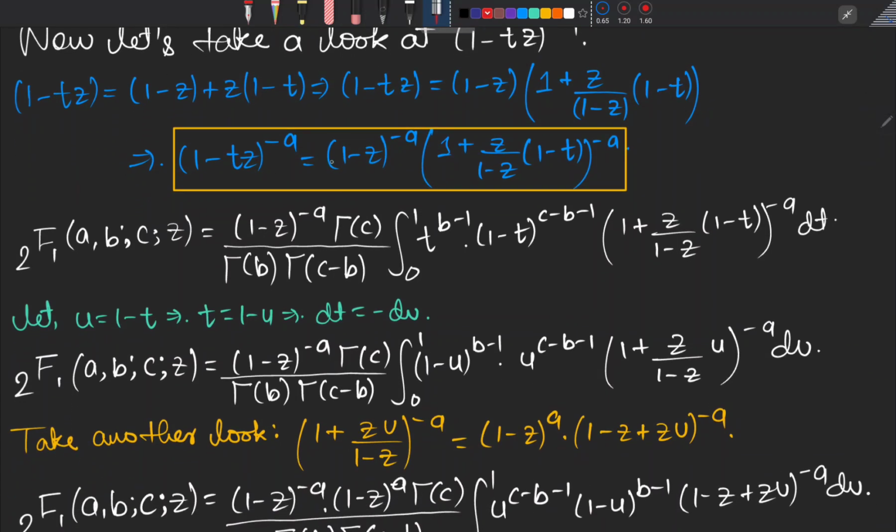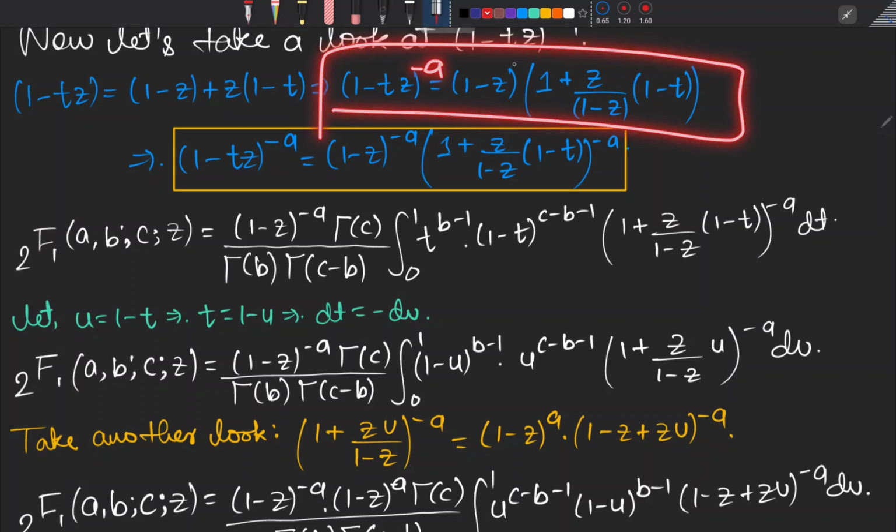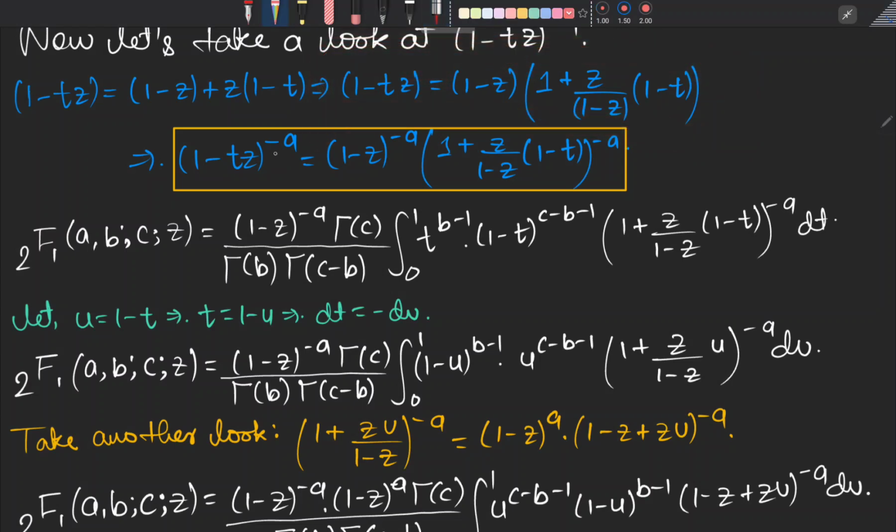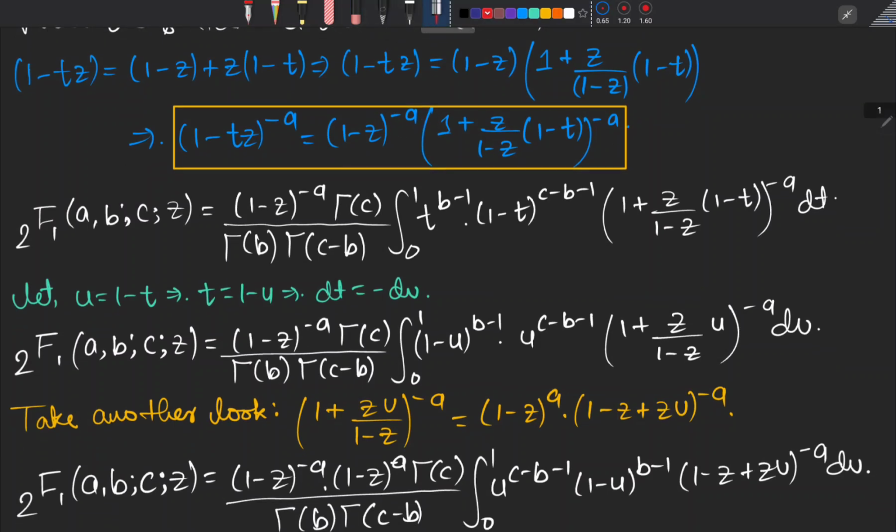Now we are going to raise this equation to the power negative a. So it's negative a. You can see right over here. Okay, let me erase this. It's pretty fine.